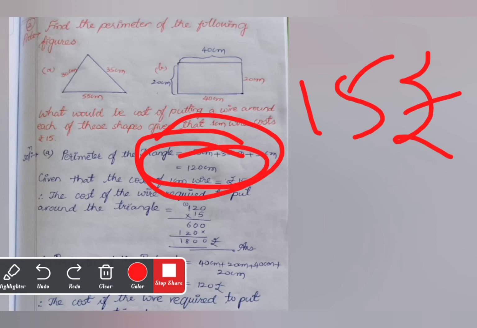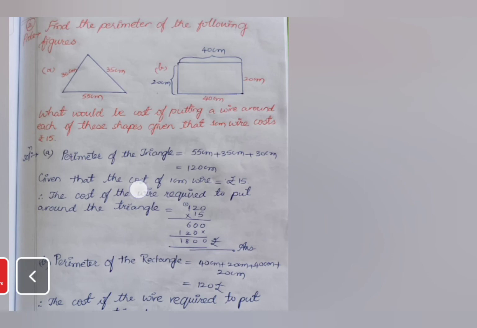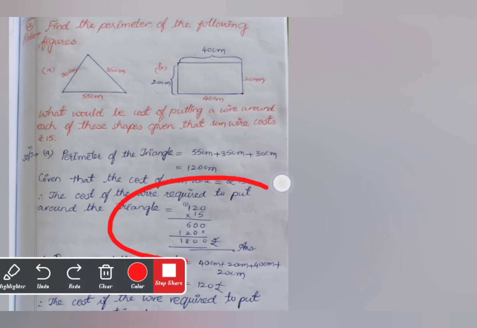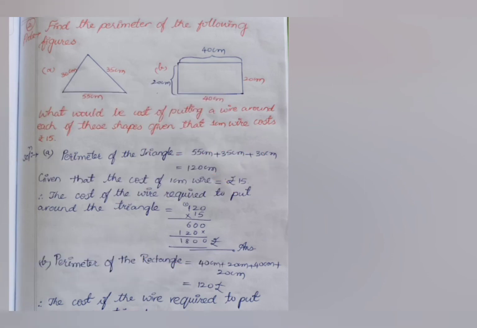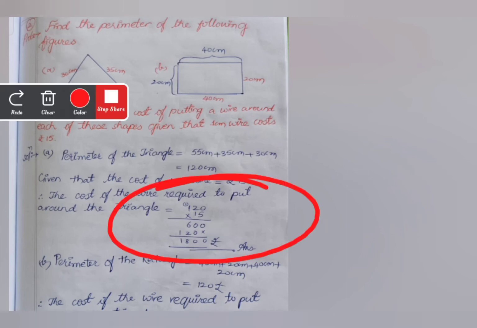Suppose 1 pen costs 15 rupees. I need to find the cost of 120 pens. So what do I need to do here? Which operation: plus, minus, multiplication, division? We have to use multiplication. If 1 pen costs 15 rupees, then for 120 pens you have to use the multiplication operation. So 120 into 15. We'll get it like this. You try this one.